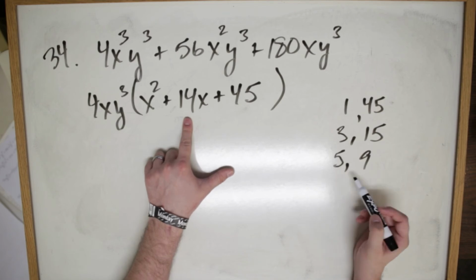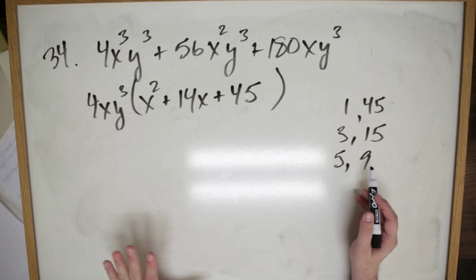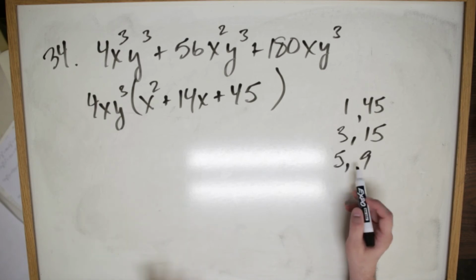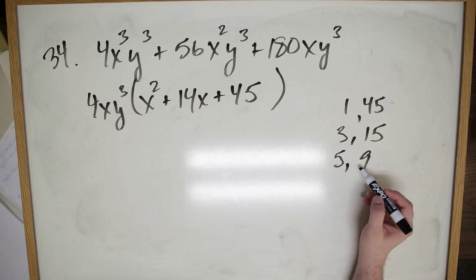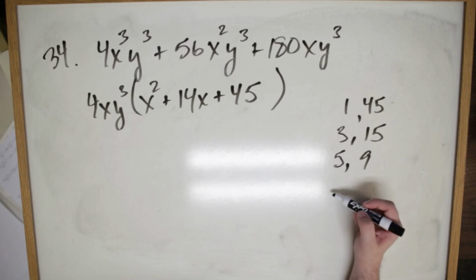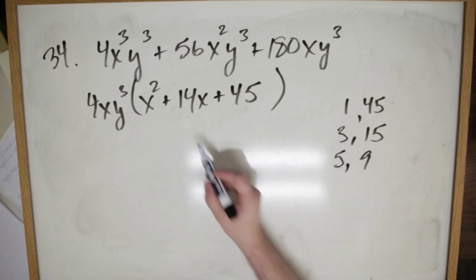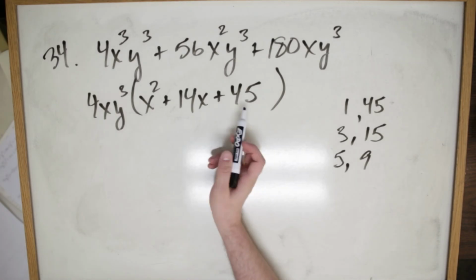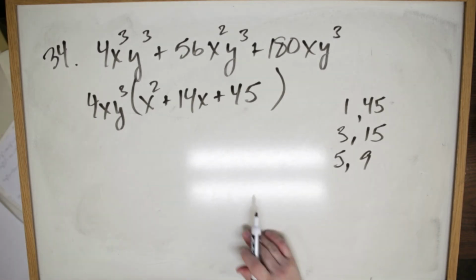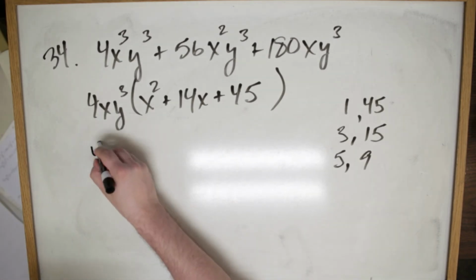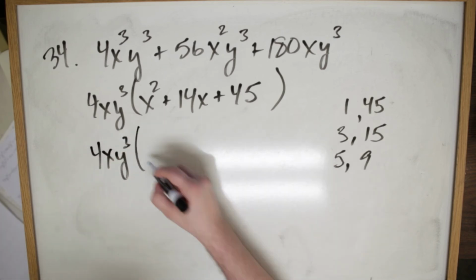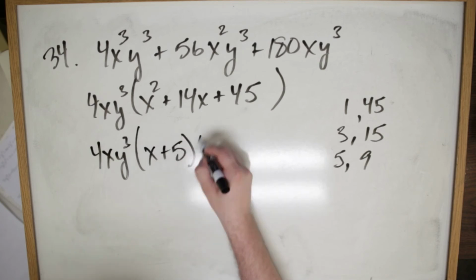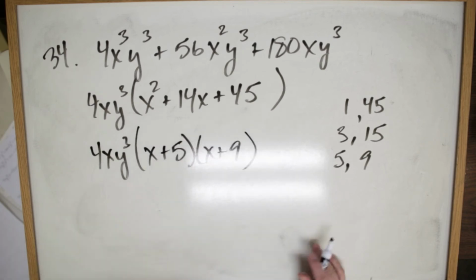So again, I'm not even looking at the signs. I'm just trying to figure out what combination, if I add or subtract these, will produce the number. In this case, both of these numbers have to be positive for that to work, and it works because everything is positive inside my equation. So we'll rewrite this: 4xy cubed times x plus 5, x plus 9. So there it is.